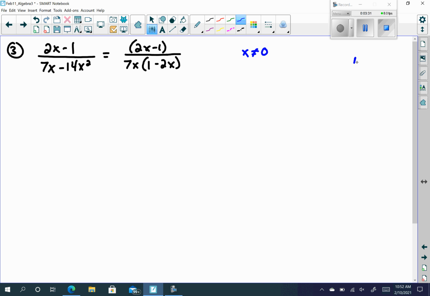Now the 1 minus 2x, I'm going to set that equal to 0. I'm going to add 2x to both sides. Then I'm going to divide by 2. So if x is 1/2, my denominator is also 0. So there's my other restriction, 0 and 1/2.